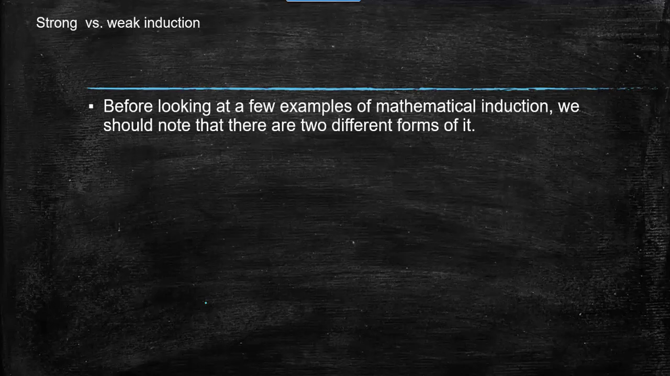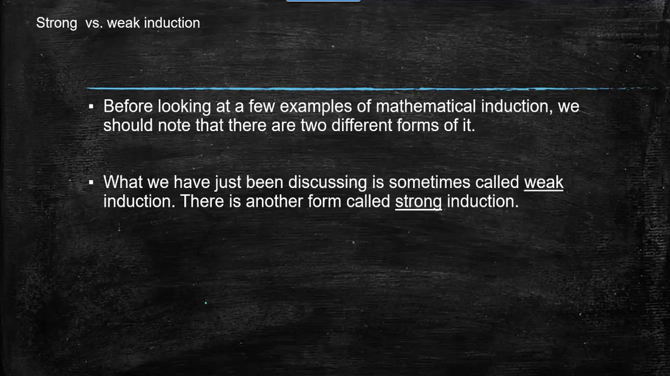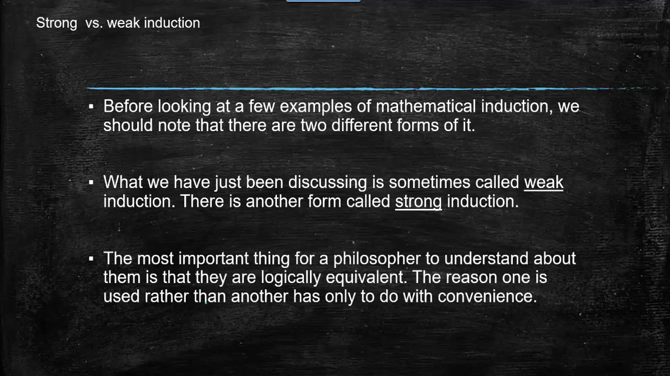So before looking at a few examples of mathematical induction, we should note that there are two distinctly different forms of it. What we have just been discussing is sometimes called weak induction. There's another form called strong induction. The most important thing for a philosopher to understand about them is that they are logically equivalent. The reason one is used rather than the other only has to do with mathematical convenience.